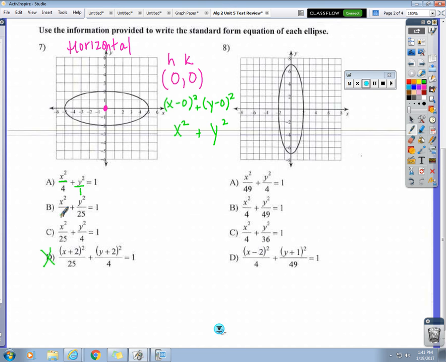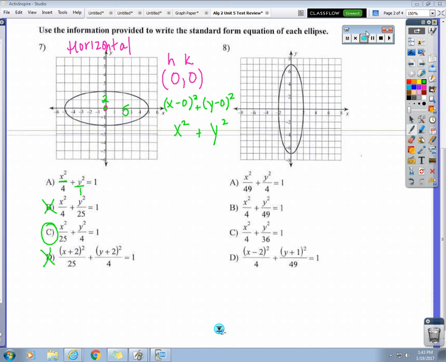In B is the bigger number under the x? No. In C is the bigger number under the x? Yes. So now we just need to figure out what number should be under there. On the x-axis, from the center to the side is how many units? 5. Going up the y from the center up is how many units? So when you plug those numbers in, shouldn't it be a 5 squared, 25, and a 2 squared, 4? There's your 25 and 4, so it has to be C. Okay, why don't you take a second and try number 8 before I do it with you.